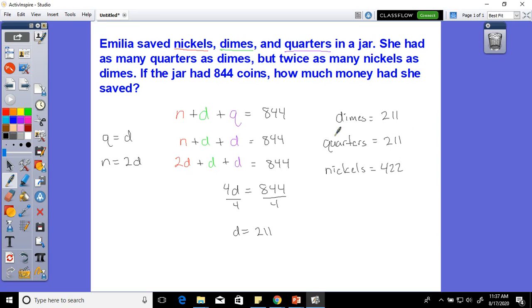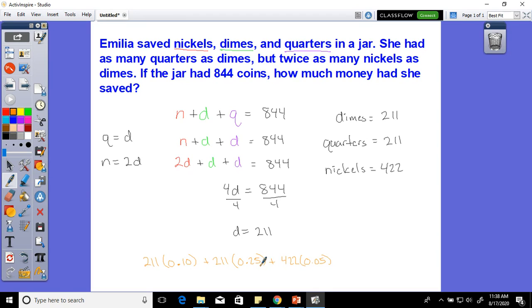All right, now we need to figure out how much money she saved. Well, let me write this down here at the bottom. I will do this in orange. If we have 211 dimes, and dimes are 10 cents a piece, plus 211 quarters, and quarters are 25 cents a piece, plus 422 nickels, and they're 5 cents a piece.